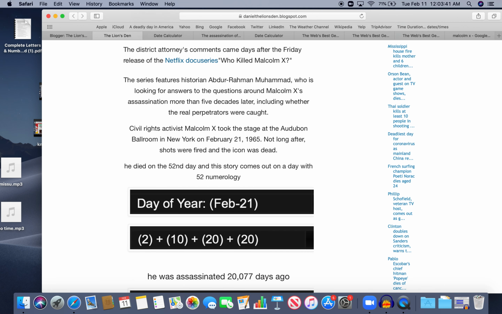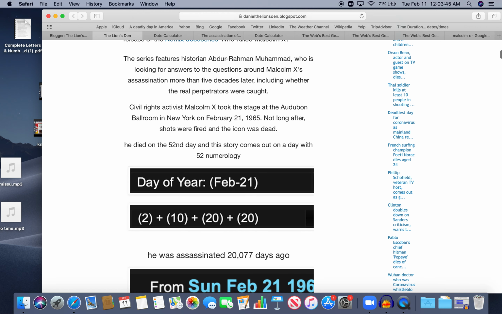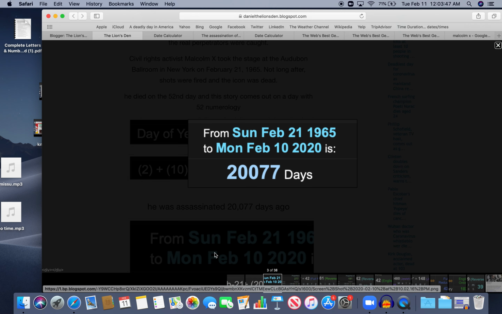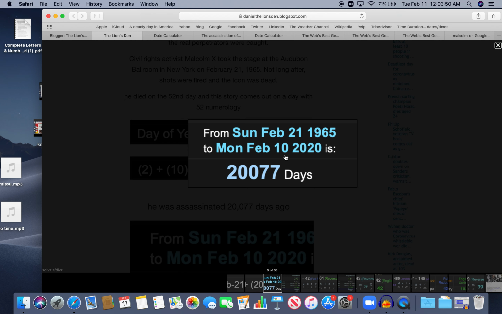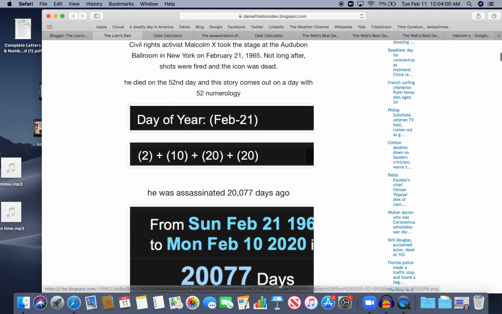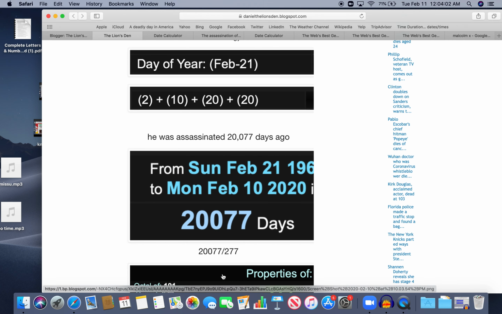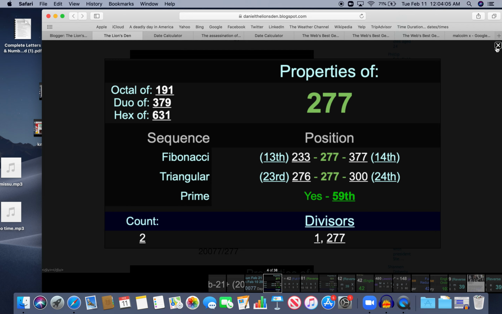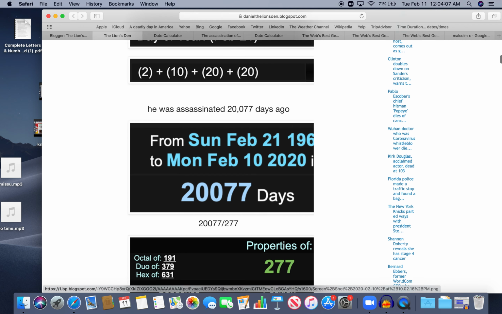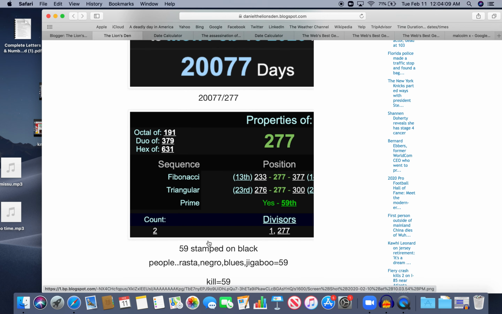52. So he was assassinated 20,077 days ago, February 10th. February 21st, 1965 to February 10th is 20,077 days. In numerology, you drop the zeros, so really it's 277. Which happens to be a prime number, the 59th prime. I was talking about these two numbers before. Numbers stamped on black people. Rasta, Negro, Blues, Jigaboo, 59.